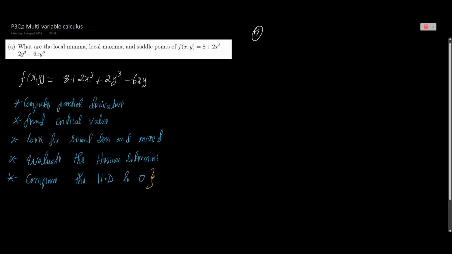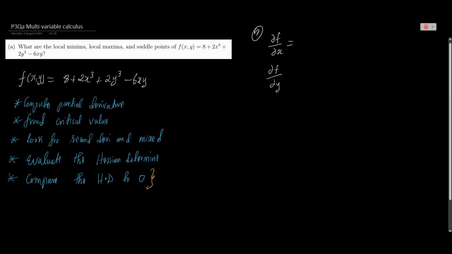So the first thing we need to do is to compute the partial derivatives. This is by far the easiest step because in almost all the videos we have been computing partial derivatives. What we have to do is look for the partial derivative of our function with respect to x, and the partial derivative with respect to y, because we're dealing with multivariable calculus, and in this case we have two variables.